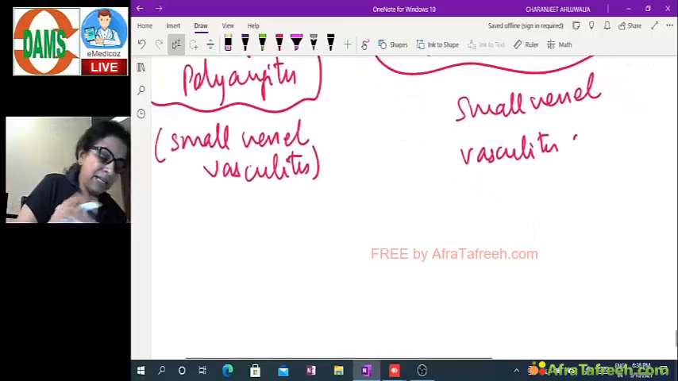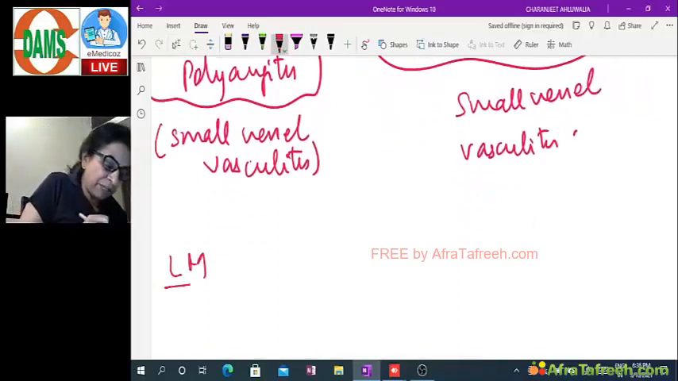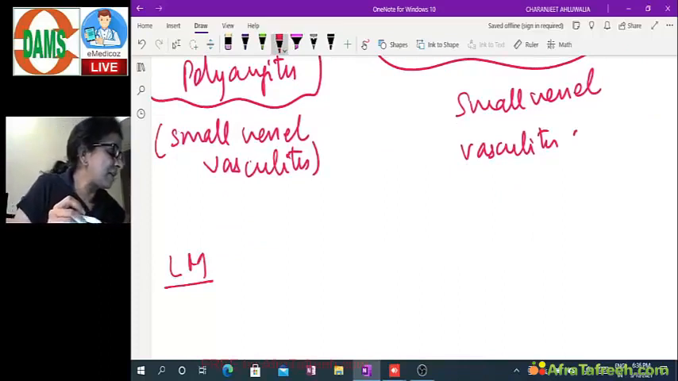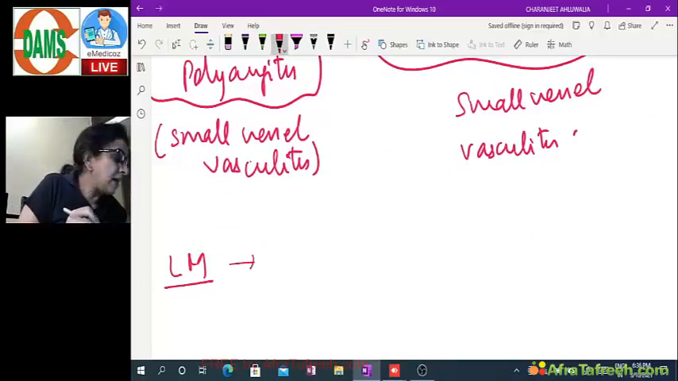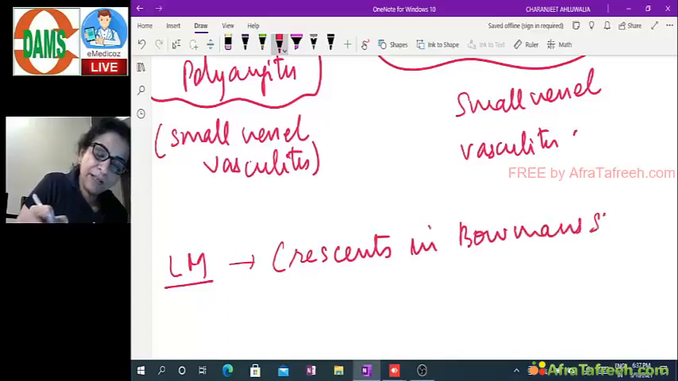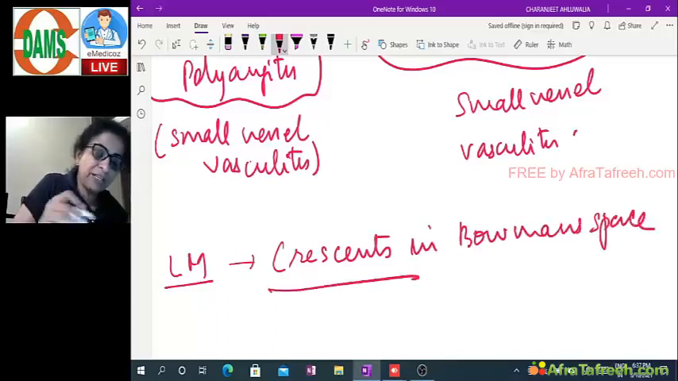Okay, now let us see the light microscopic feature of RPGN. We have studied the causes, now we will look at the light microscopic features. What is the light microscopic feature? This is called crescentic glomerulonephritis. So crescent moon shaped. You see crescents in Bowman's space.